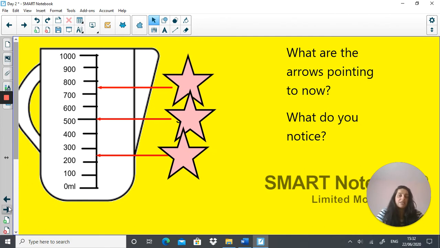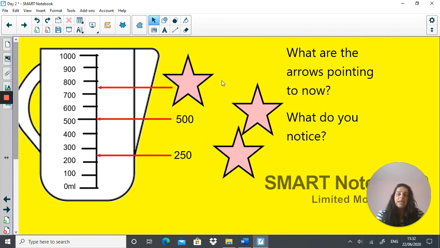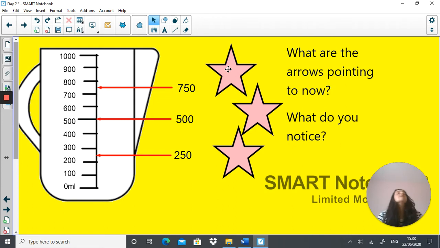Now let's try this one. Look at the arrows very carefully and tell me, which measurement are those arrows pointing at? The first one is halfway between 200 and 300, and therefore the measurement is 250 millilitres. This one is pointing at 500 millilitres again. And this arrow is pointing halfway between 700 and 800 millilitres, which means it must be 750 millilitres. So good job for those of you who got that right.